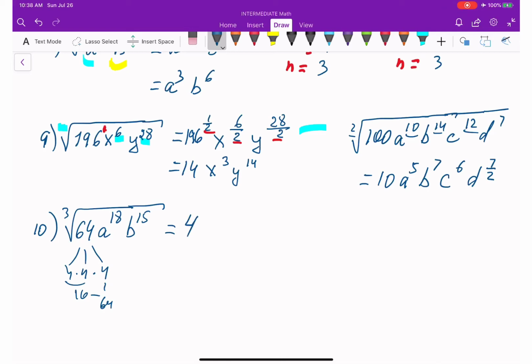Now A, we have 18 divided by 3. It's going to be a to power 6. That's why I said we are lucky here. 15 divided by 3, it's going to be b to power 5. Okay? Next.